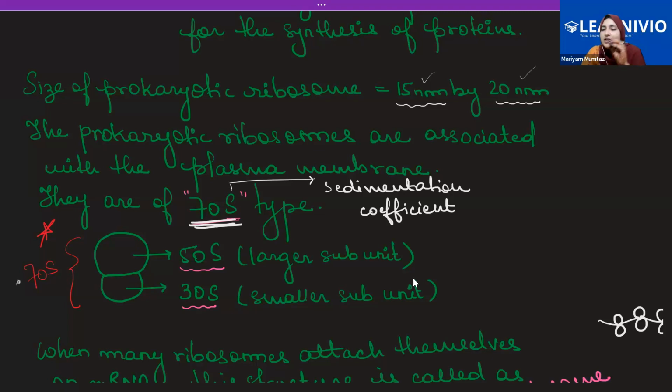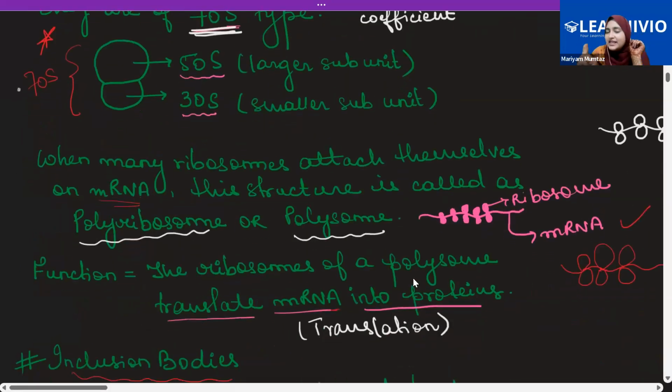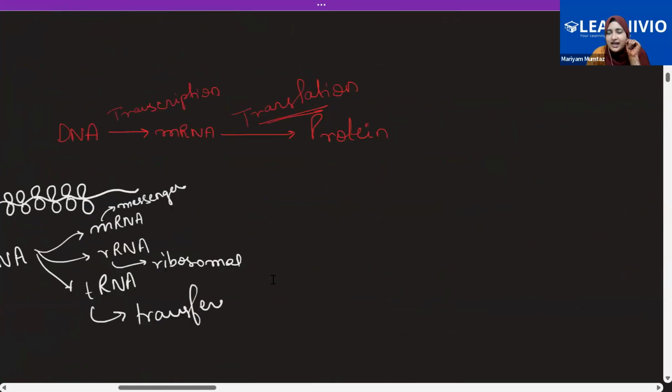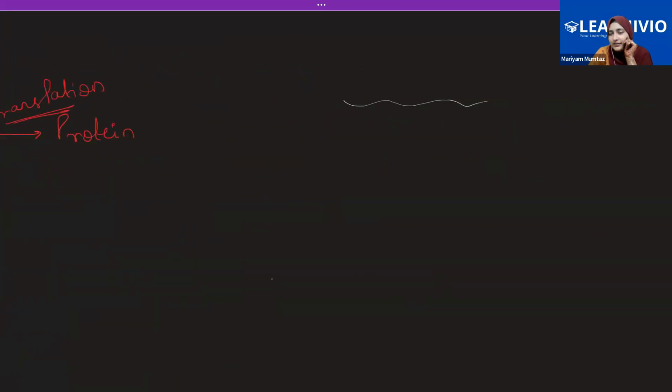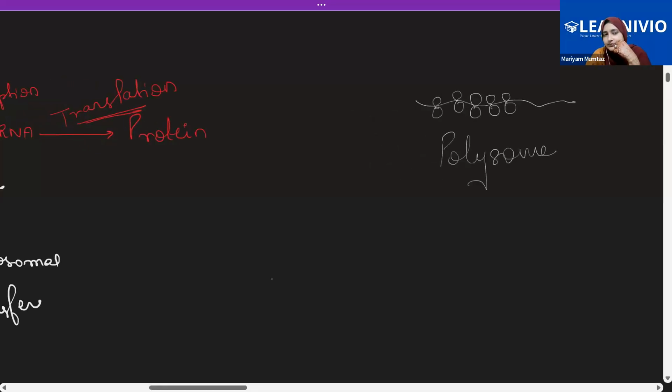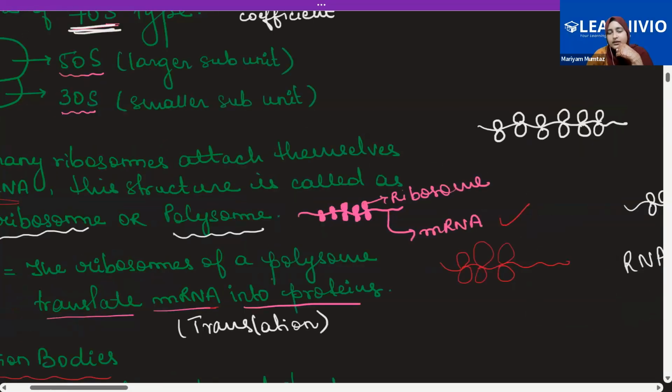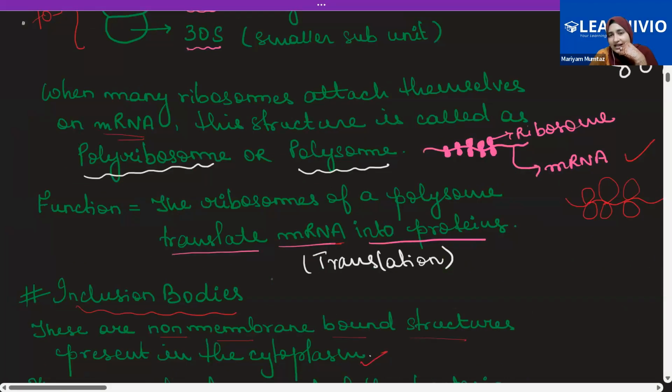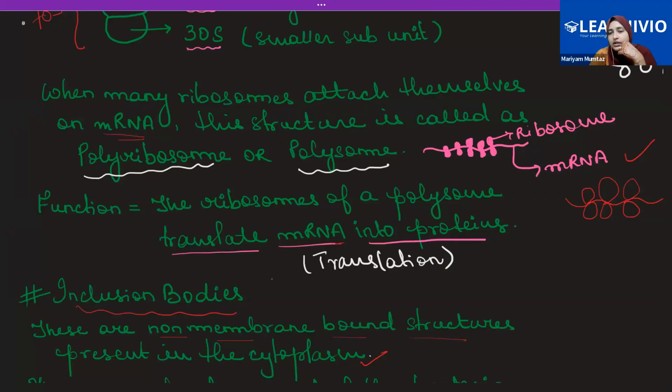mRNA means messenger RNA. So if, for example, this is the messenger RNA and on top of this RNA, several ribosomes have attached themselves, with the bigger and the smaller subunit. Several ribosomes attach themselves on the mRNA, and that structure is called a polyribosome. Clear? So, when many ribosomes attach themselves on the mRNA, this structure is called a polyribosome or polysome.